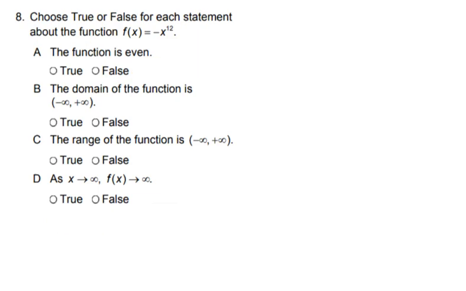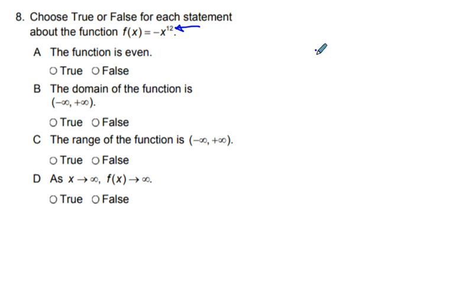Next, we go to number 8. So we skip number 7. We're going right to number 8. Choose true or false for each statement about the function f of x equals -x to the 12th power. And the function is even. Okay, we have our exponent here, even. An even function will reflect about the y-axis.